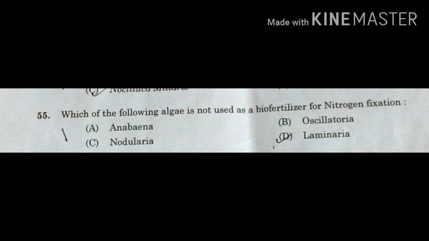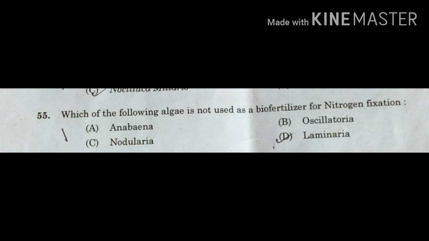When you analyze the structure of Anabaena, you can see certain intercalary cells, that is, in-between cells, which are highly thickened and hyaline in nature. Such specialized thickened hyaline cells are called heterocysts, and the heterocyst actually performs the nitrogen fixation. So Anabaena can be used as a biofertilizer. You know the Azolla-Anabaena symbiosis.